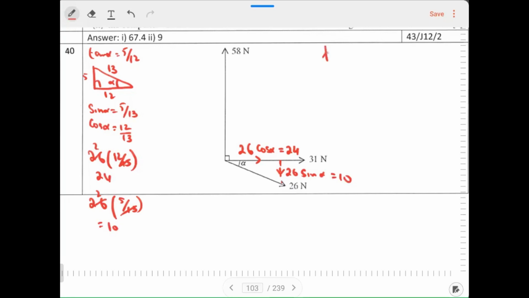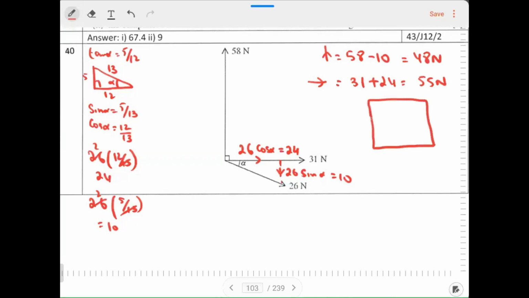Now check the vertical forces. 58 is upward, 10 is downward, 48 newtons. Horizontal is 31 plus 24, 55 newtons. So now I have my horizontal forces and my vertical forces, both are coming out from the same point. This is 48, this is 55.